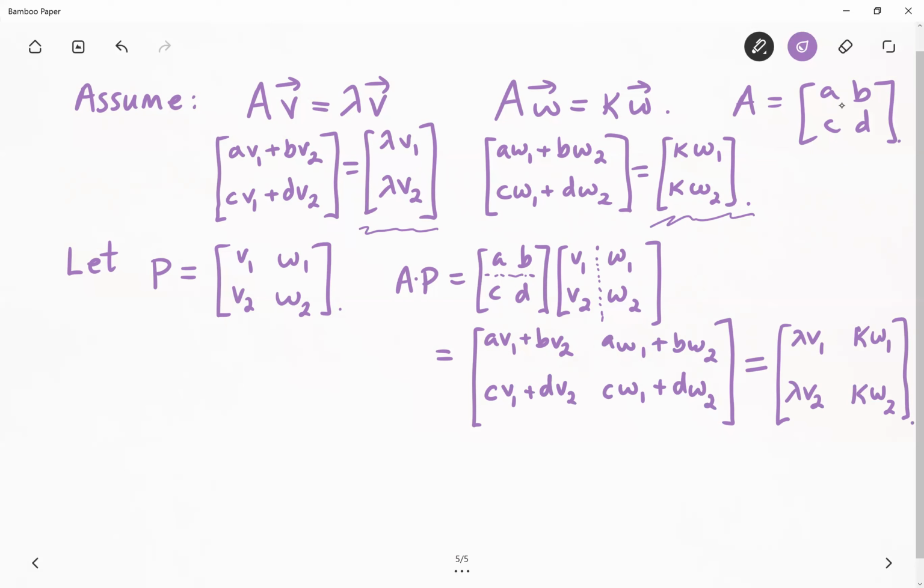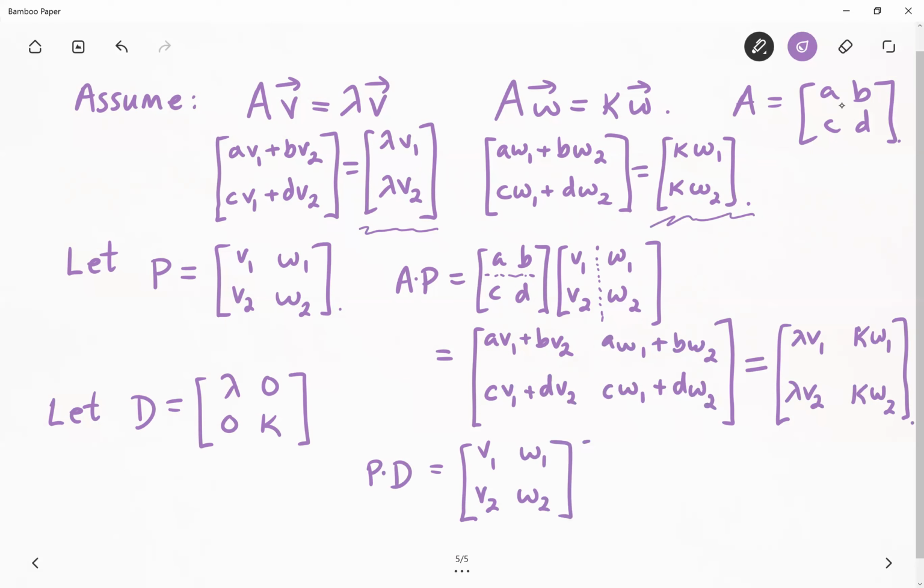What do we get when we say D is the diagonal matrix, lambda 0, 0 kappa? What happens when we multiply P times D? And again, P is the matrix whose columns are eigenvectors. So V1, V2, W1, W2 times this matrix, lambda 0, 0 kappa. Because of all those zeros, it actually works out pretty nicely.